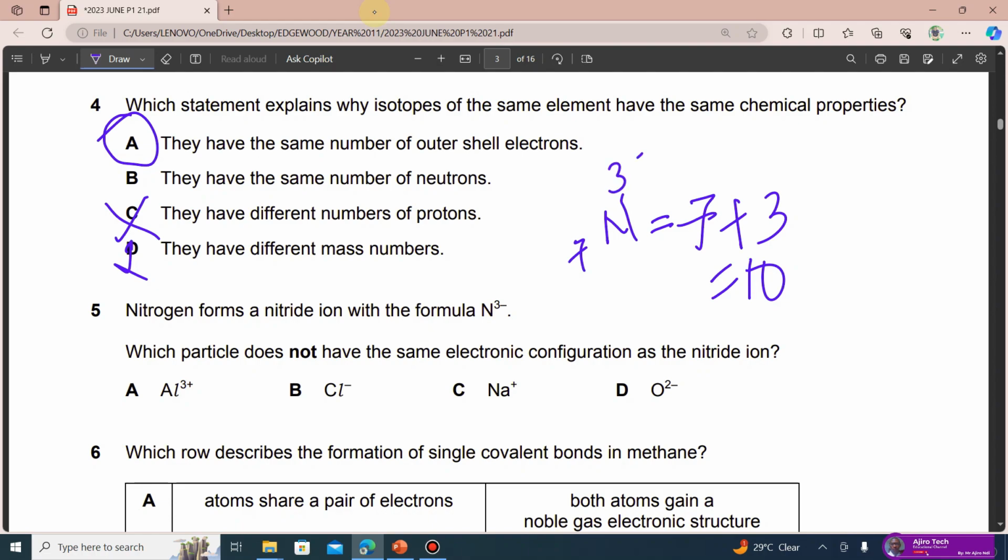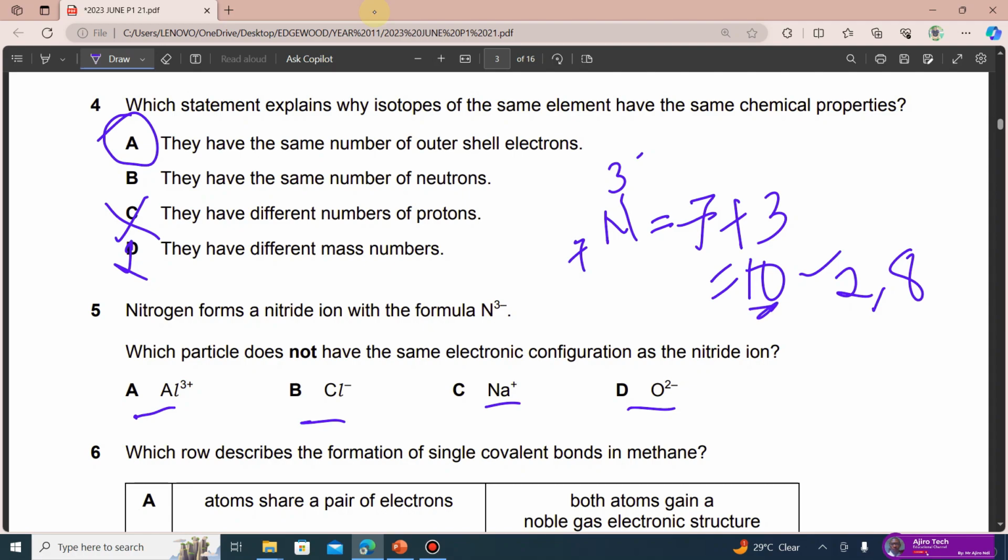So we are going to look at each of these options to see which of them doesn't have 10 electrons, and that becomes the answer, because that is the particle that does not have the same electronic configuration as the nitride ion. So if we want to write the electronic configuration of this, we can simply say 2, 8, following the number of electrons in that nitride ion.